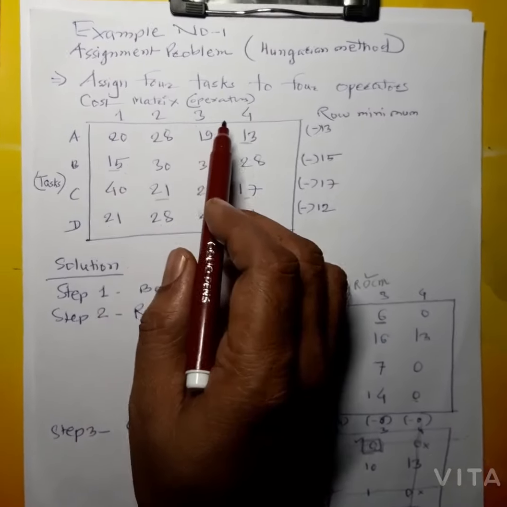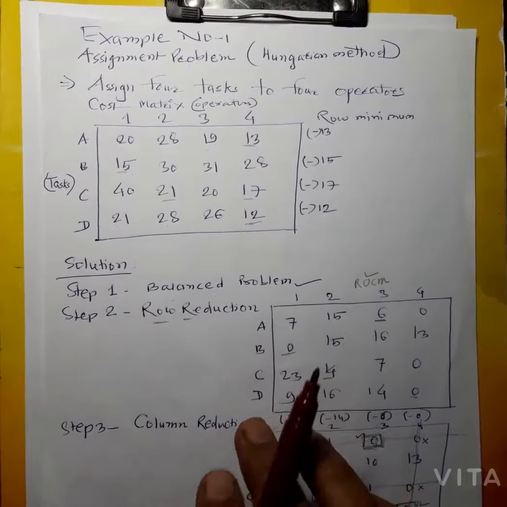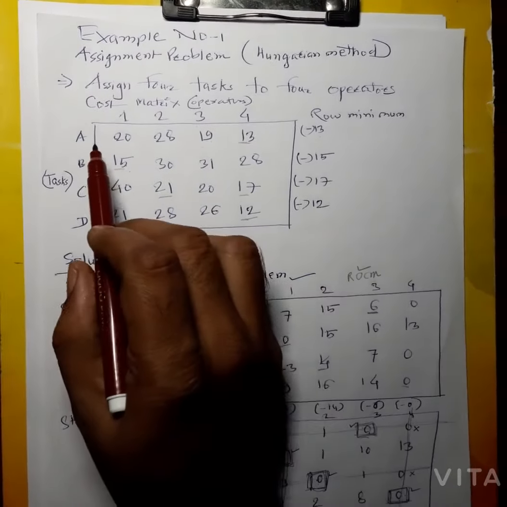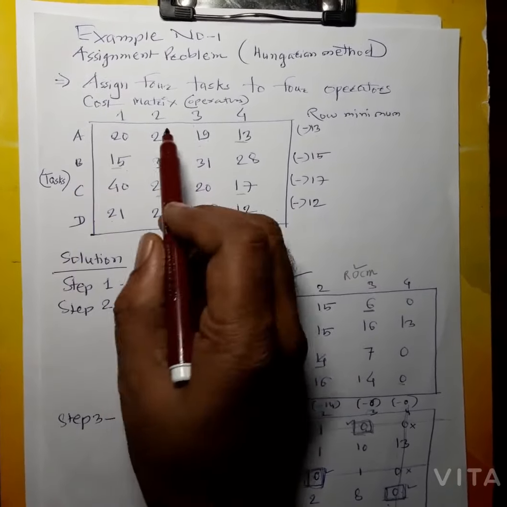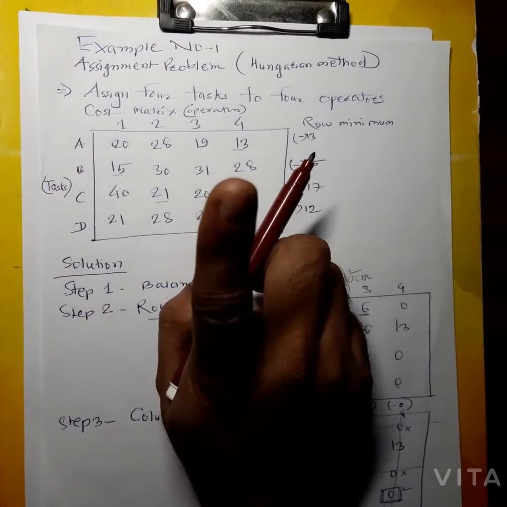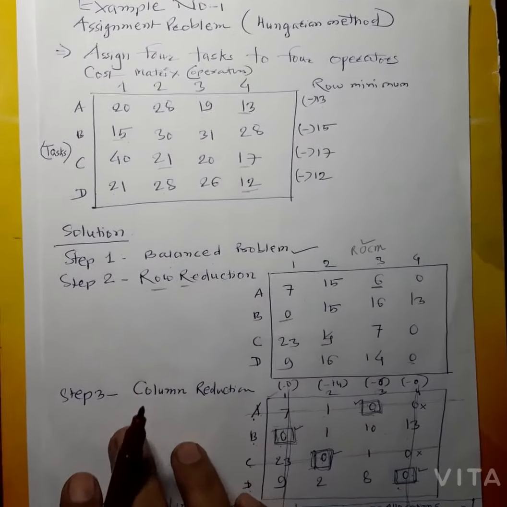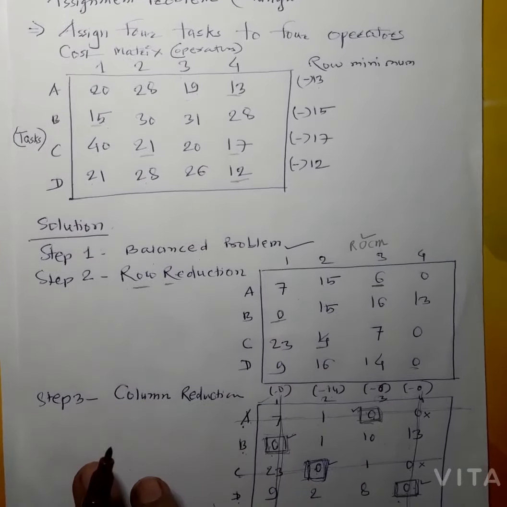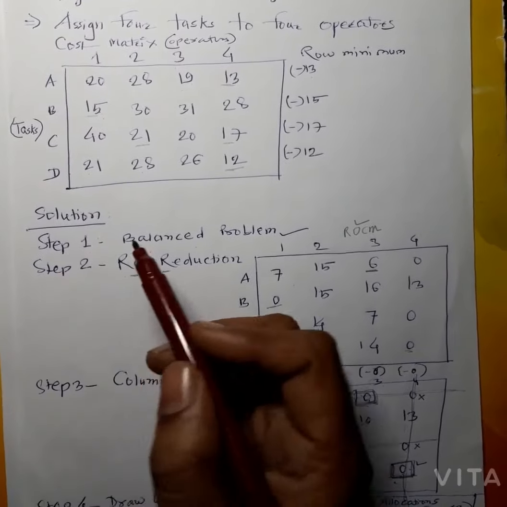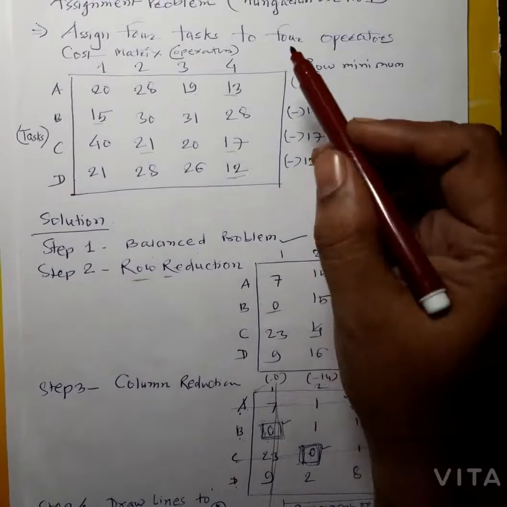there are 4 operators and 4 tasks. We have to assign 4 tasks to 4 operators. That means 1 task per operator. Now we will follow the Hungarian algorithm. Step 1, see whether the problem is balanced or unbalanced.